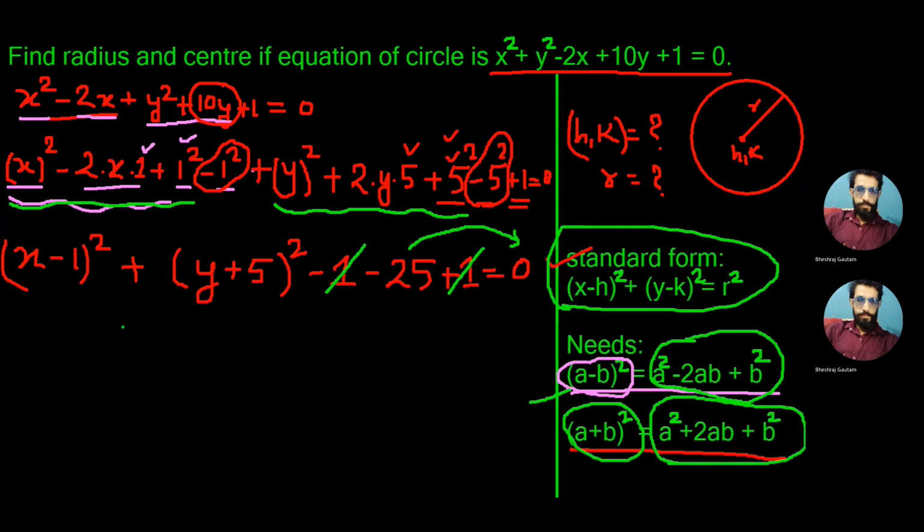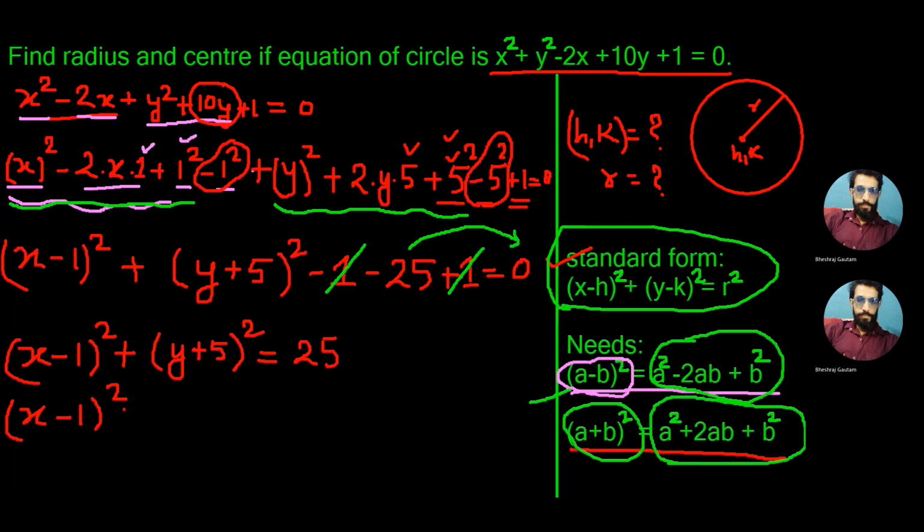So let's continue. As x minus 1 whole square plus y plus 5 whole square is equal to 25 with plus sign on the right side. Let's do one more step. x minus 1 whole square plus y plus 5 whole square is equal to 25 can be written as 5 square.